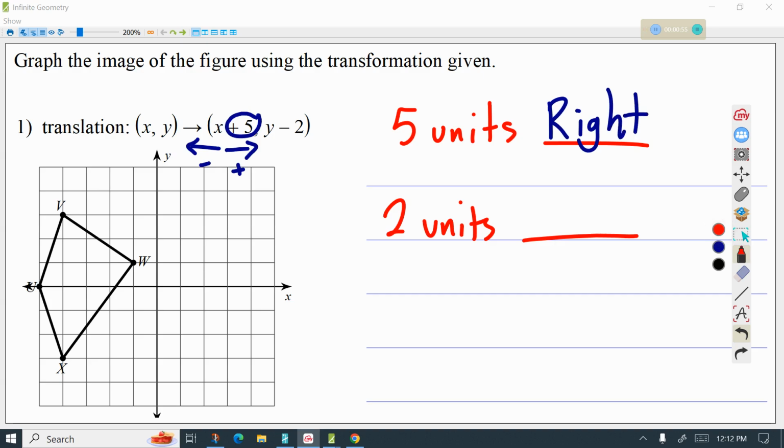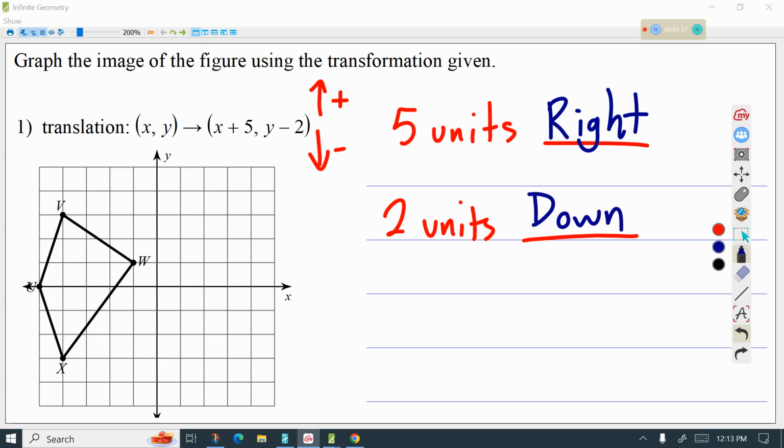Now, the number that we see inside the parentheses with y, this number is going to control whether or not we go up or down. So we go up when it's positive, and we go down when it's negative, and that's pretty memorable, right? I think you guys know that up means plus and down means minus, right? So we want to go 2 units down, again, because that's a negative.